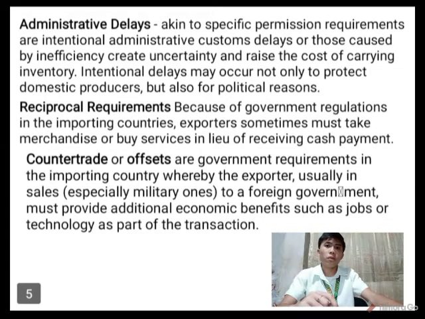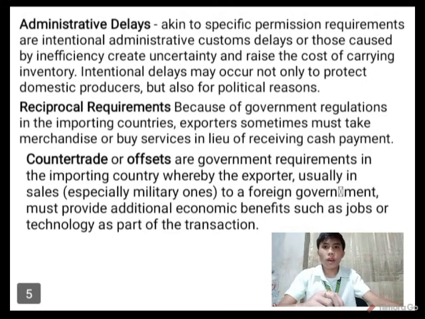Next is reciprocal requirements. Because of government regulations in the importing countries, exporters sometimes must take merchandise or buy services in lieu of receiving cash payment. Reciprocal requirements mean that exporters must find markets for goods outside their lines of expertise, engage in complicated organizational arrangements that require them to relinquish some operating control, or undertake activities outside their expertise.